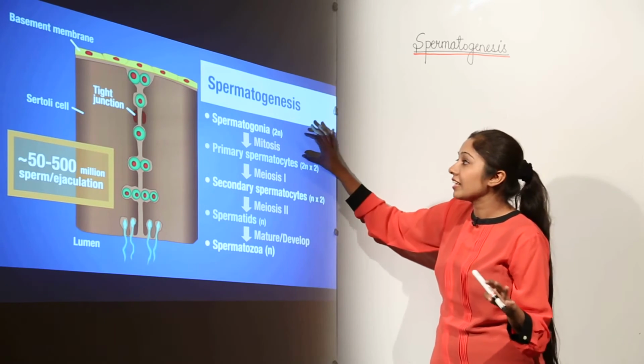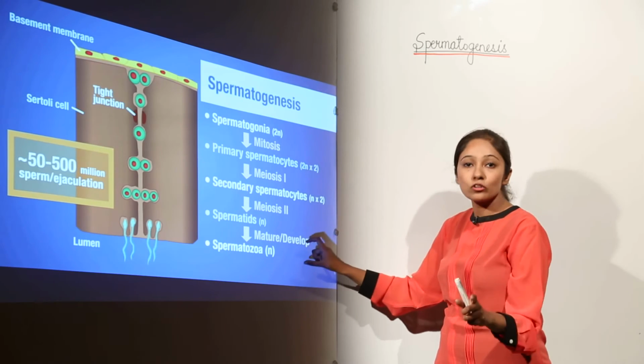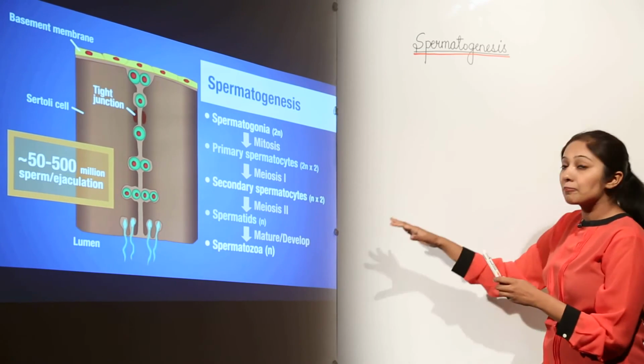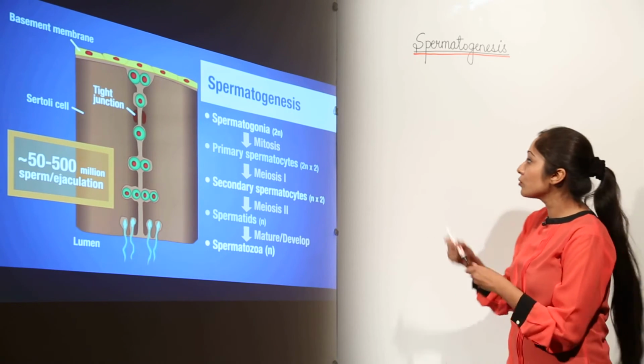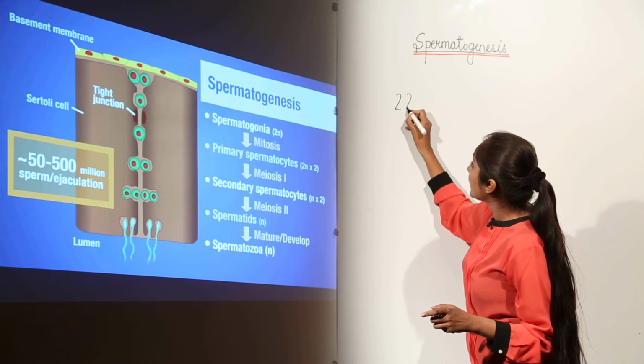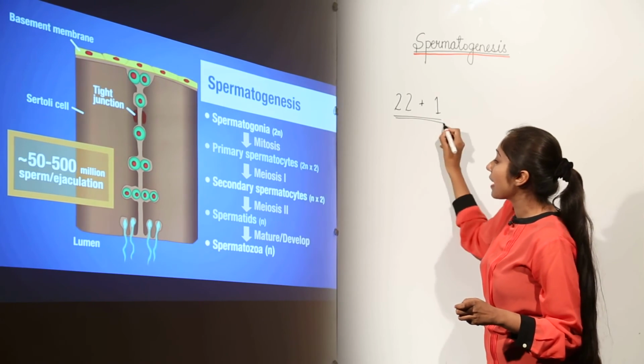Remember, initially we had diploid cells, and when the gamete, that is a spermatozoa or sperm, are formed, they have haploid cells, and haploid means they have half the number of chromosomes. It means the number of autosomes is going to be 22 and we will have one sex chromosome in the spermatozoa.